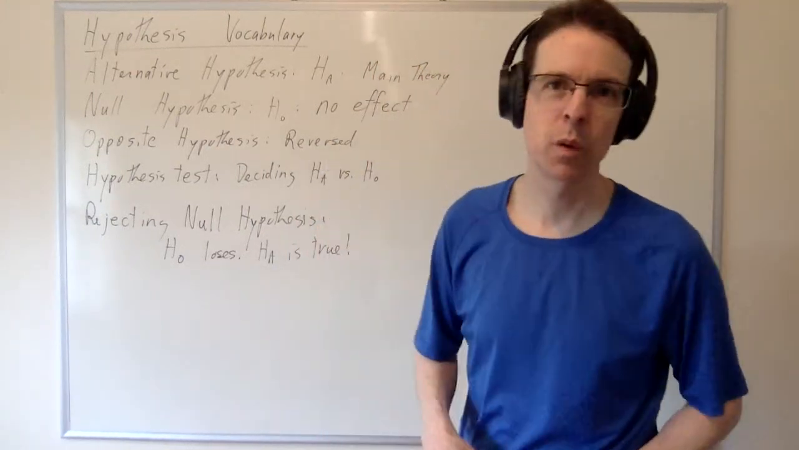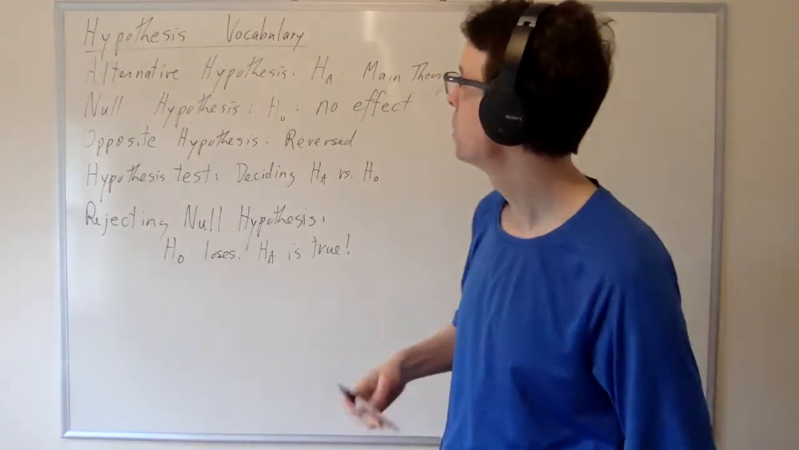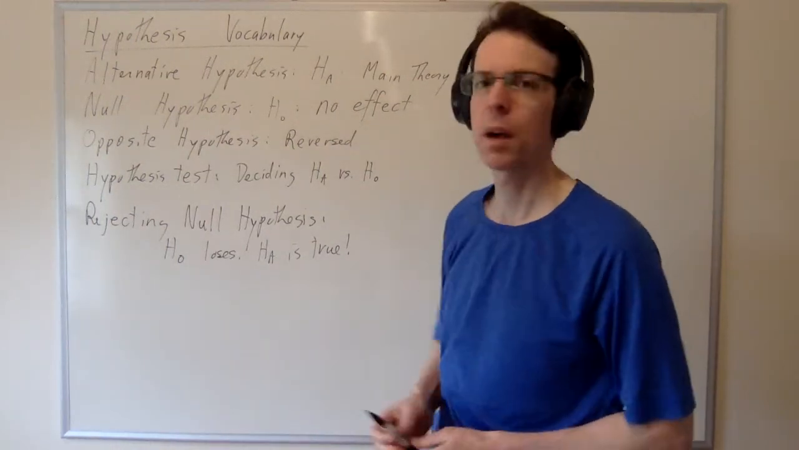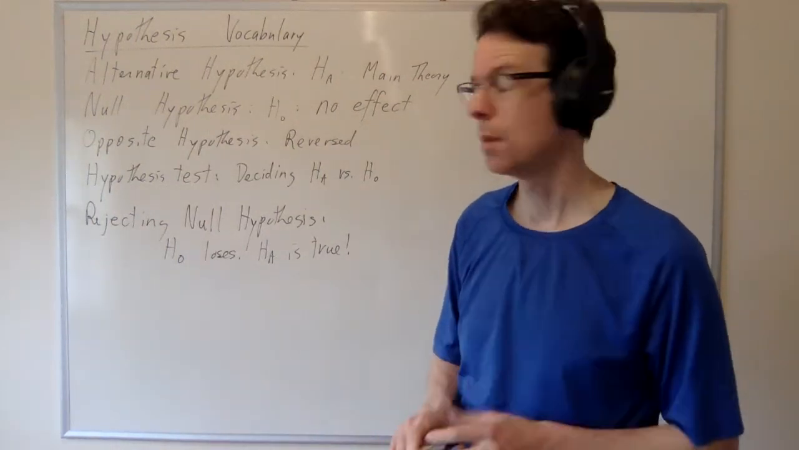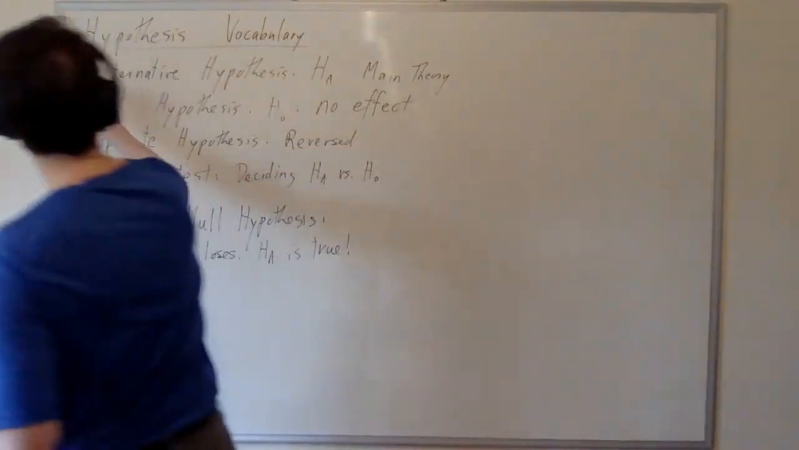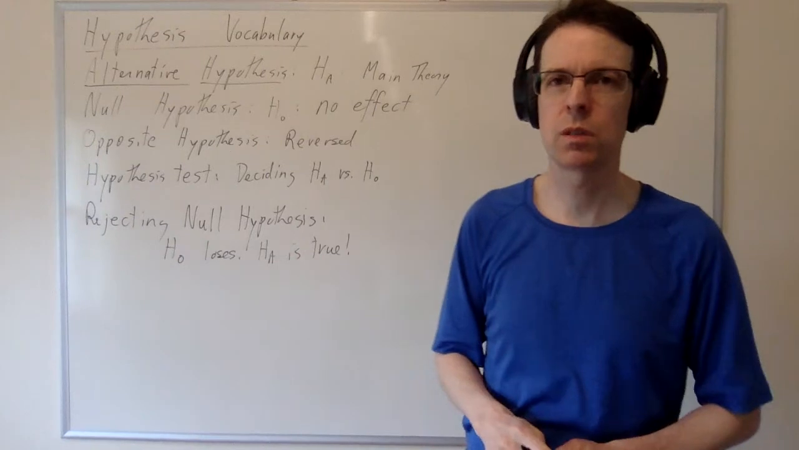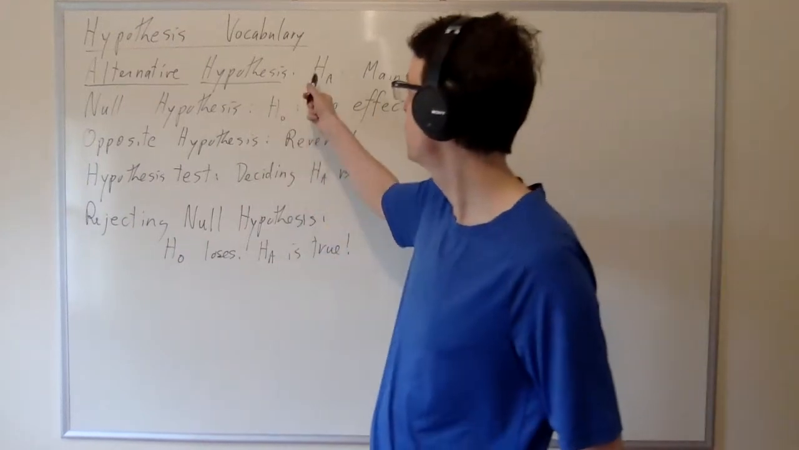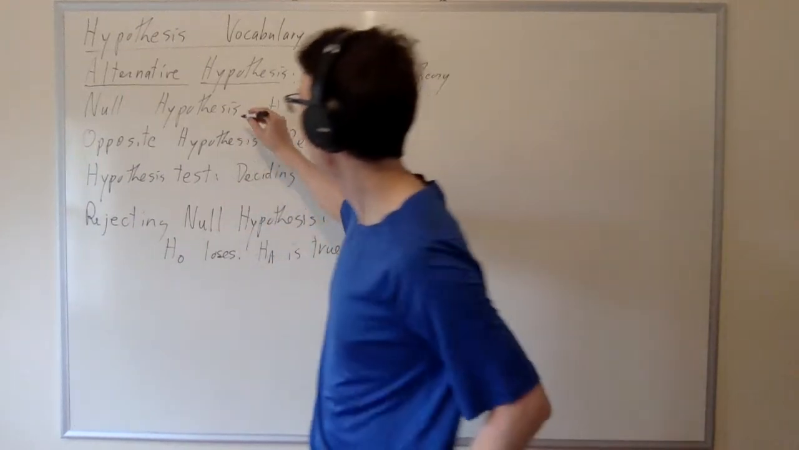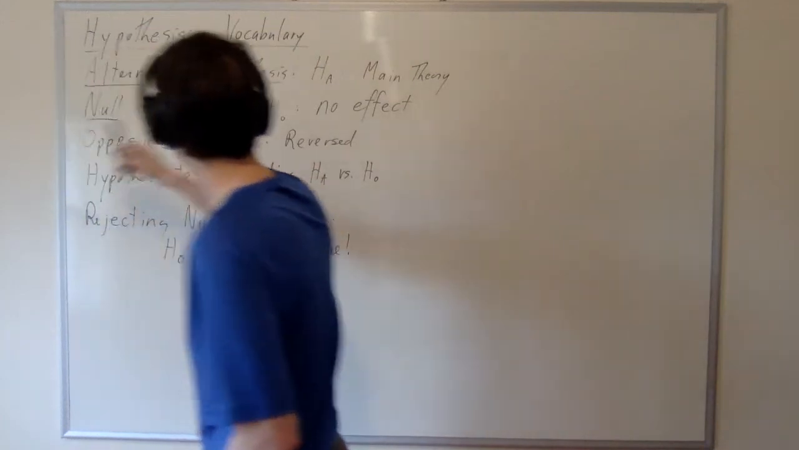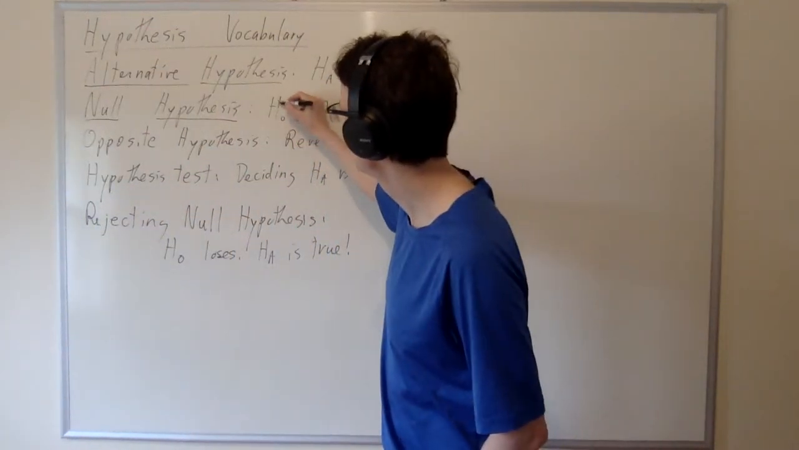I want to remind you of some vocabulary to start us off. We're dealing with a lot of words about hypotheses, and we need to understand precisely what they mean. So we have an alternative hypothesis. Despite the name, this is the main working hypothesis of the statistical theory, and we have a standard notation for it, HA. We have a null hypothesis, that has a standard notation too, H0.